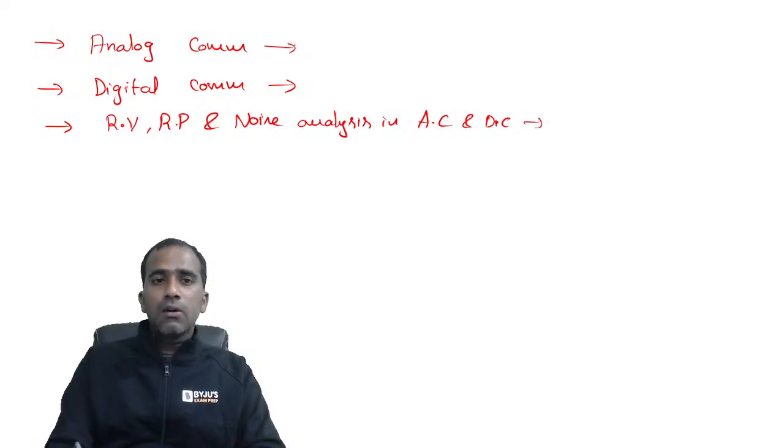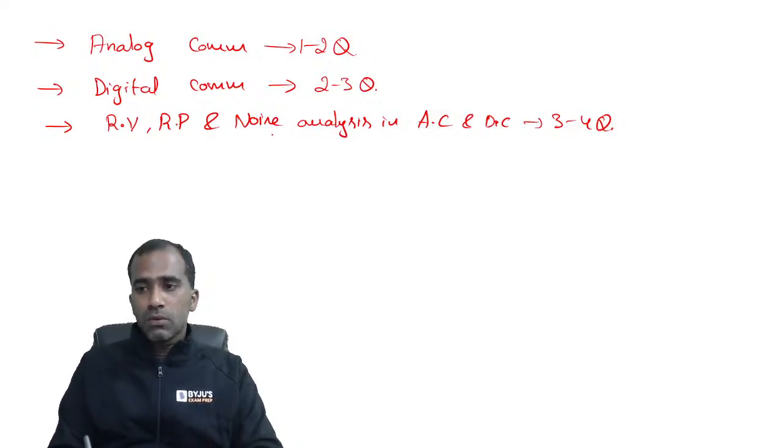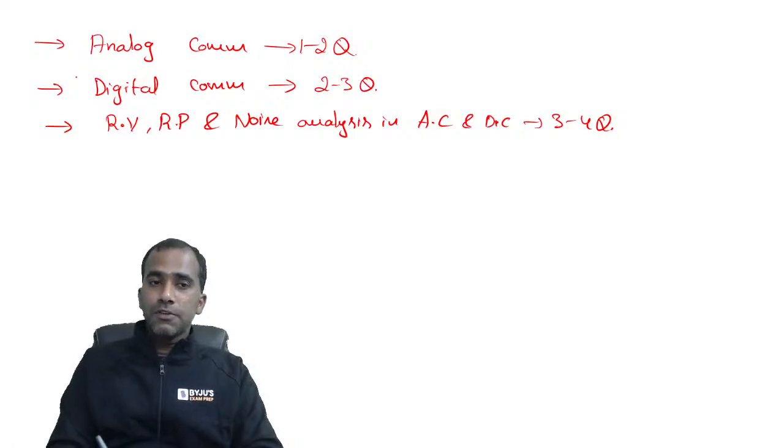So generally in analog communication, we can expect 1 to 2 questions guaranteed. And in digital communication, you can expect maybe 2 to 3 questions. This is the part where we can expect more questions. 3 to 4 questions are possible here, or more also is possible. So the highest weightage topic is random variables, random process, and noise analysis in communication. Or if you think this also comes under digital communication, then digital communication will have more weightage.